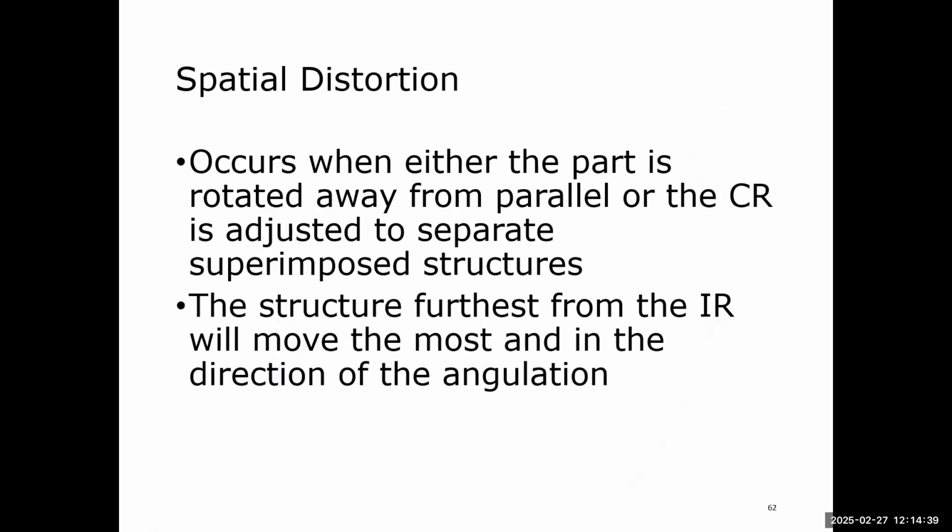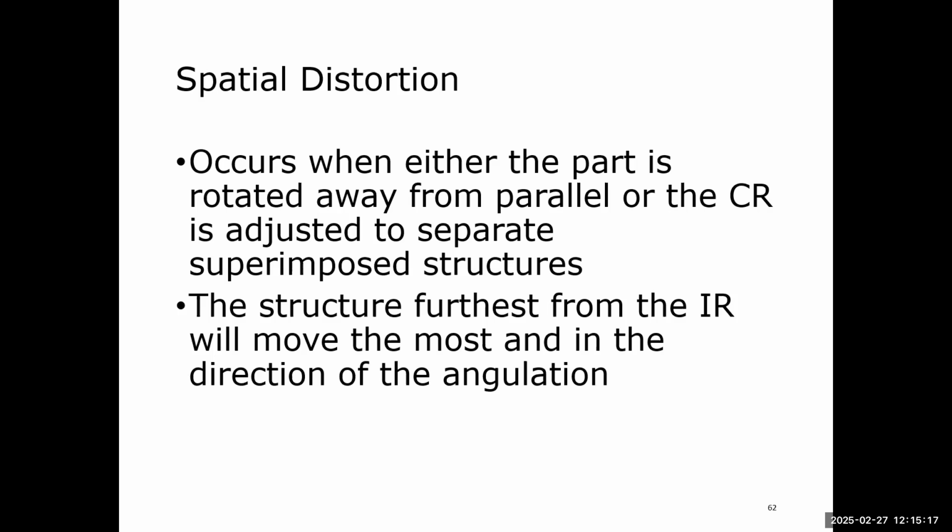Spatial distortion occurs when either the part is rotated away from parallel or the central ray is adjusted to purposely separate superimposed structures. So when we have structures that are lined up directly on top of one another, for example, the sternum, the mediastinum, and the spine, all of that is stacked up on top of each other. When we purposely want to see those structures separated, we call it spatial distortion.